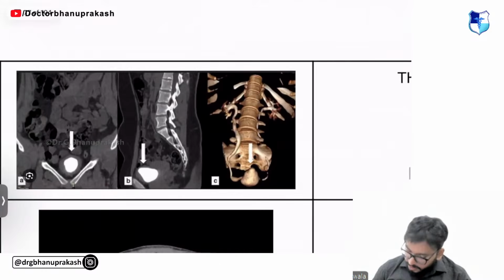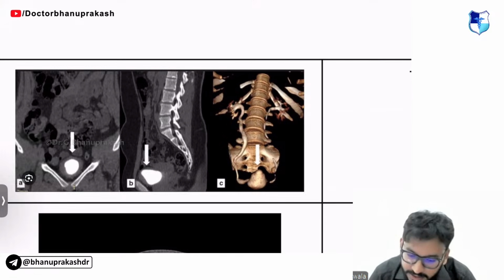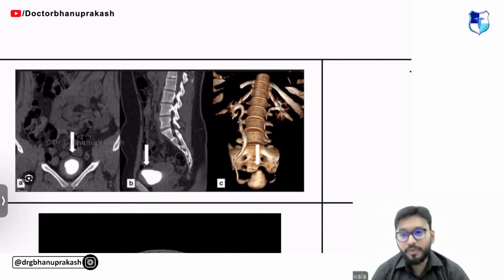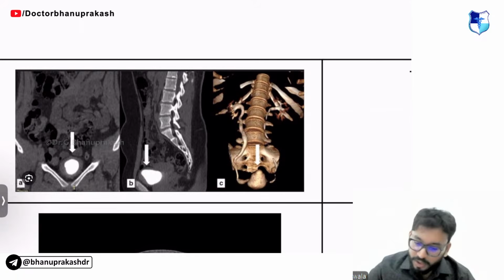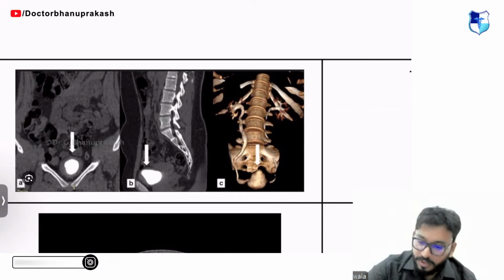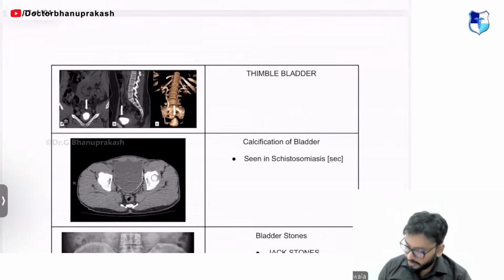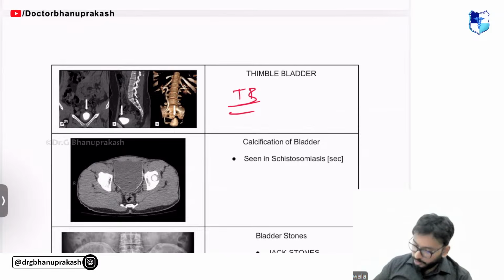Thimble bladder, can you see? The urinary bladder is irregular, constricted and small. Guys, thimble bladder is seen in which infection? I know you guys might be tired, but we are towards the end. Trust me. Yes, it is seen as the end stage of tuberculosis, guys. Thimble bladder is seen in tuberculosis.